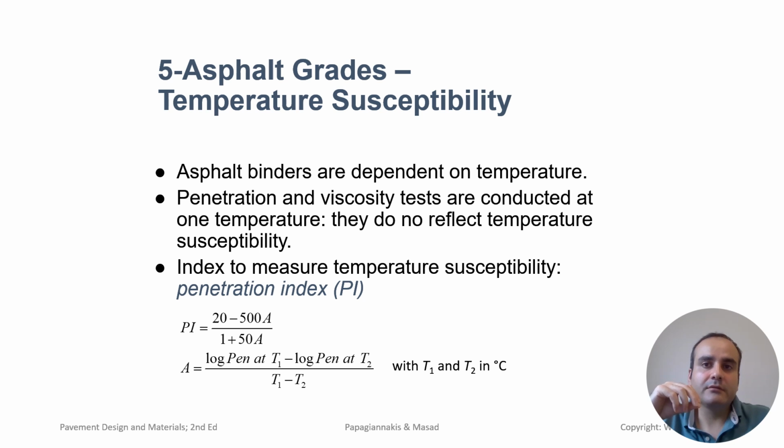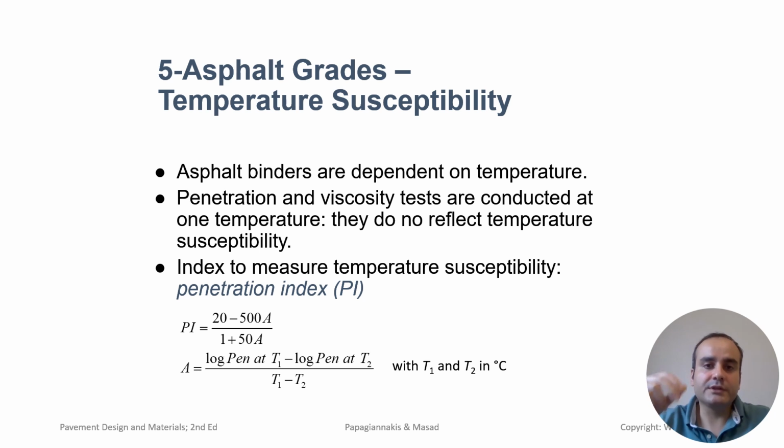Temperature susceptibility refers to the degree to which the properties of asphalt binders change with variations in temperature. Asphalt binders, as we discussed before, are viscoelastic materials, meaning they exhibit both elastic, solid-like, and viscous, fluid-like behaviors depending on the temperature. As the temperature changes, the binder's ability to resist deformation or flow also changes, and this variation is known as temperature susceptibility.